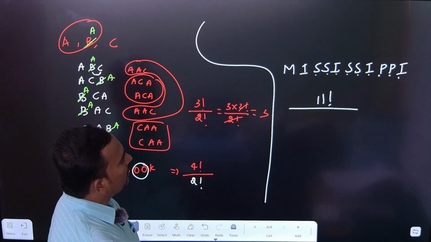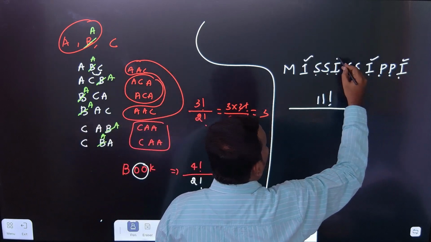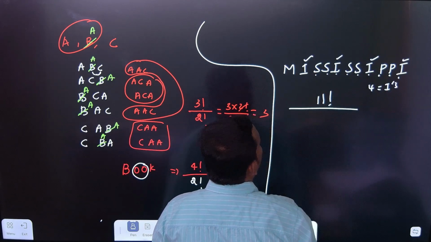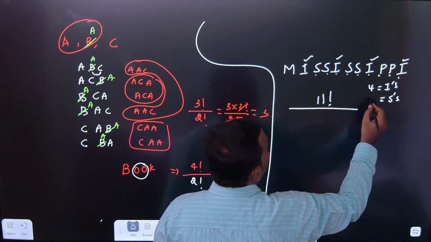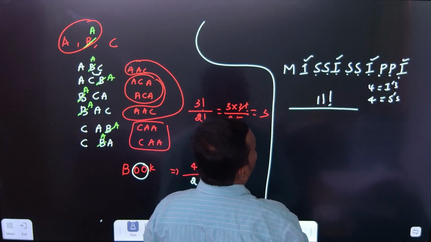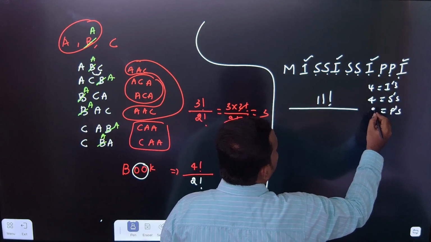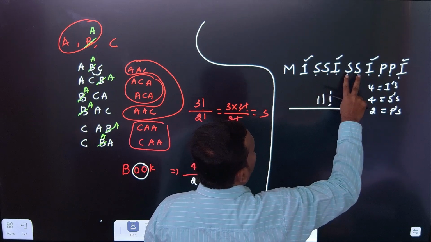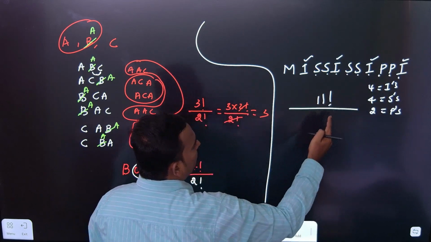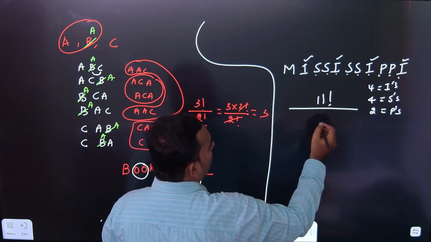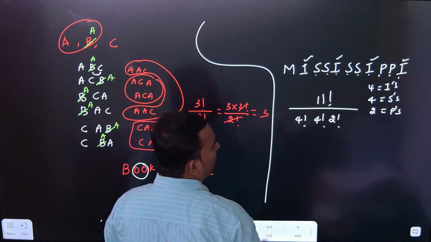How many I's are there? You can see, 1, 2, 3, 4 I's. Then how many S's are there? S's will be 4. And then P, how many P's are there? P is 2. 4 I's, 4 S's, 1 M, that is no issue. So how many letters are repeating? 4 I's, 4 factorial, 4 S's, 4 factorial, 2 P's, 2 factorial. Clear?